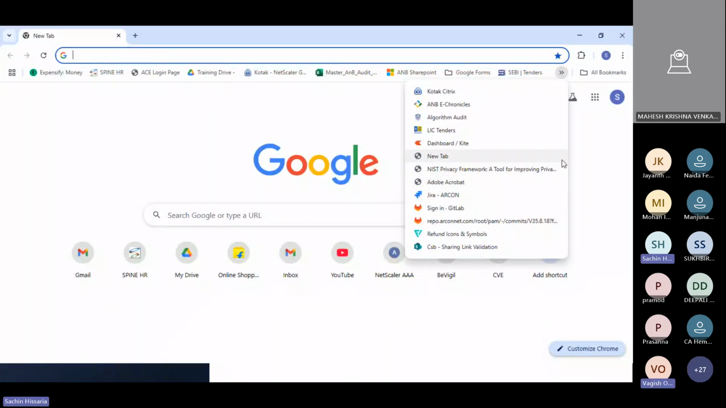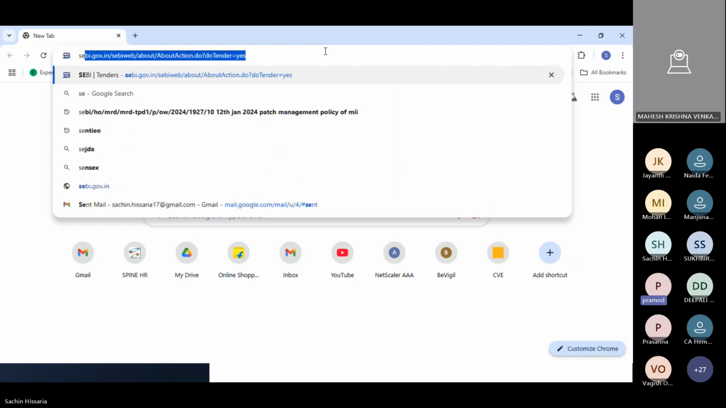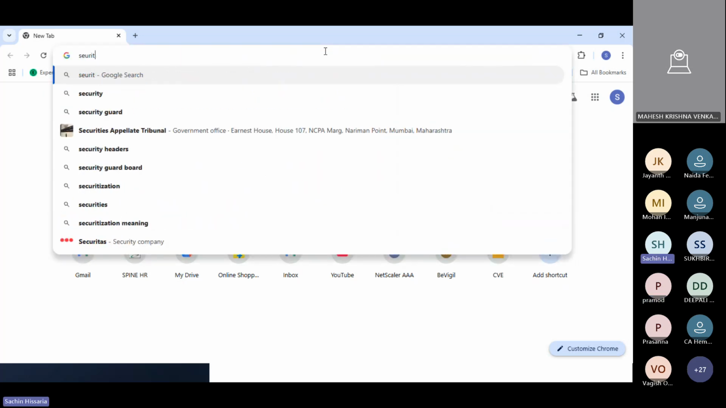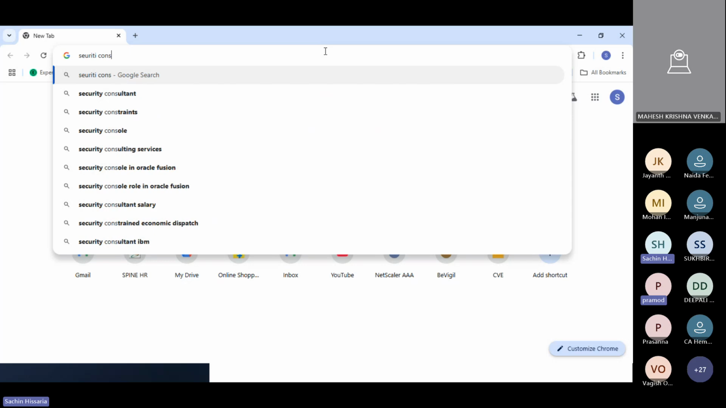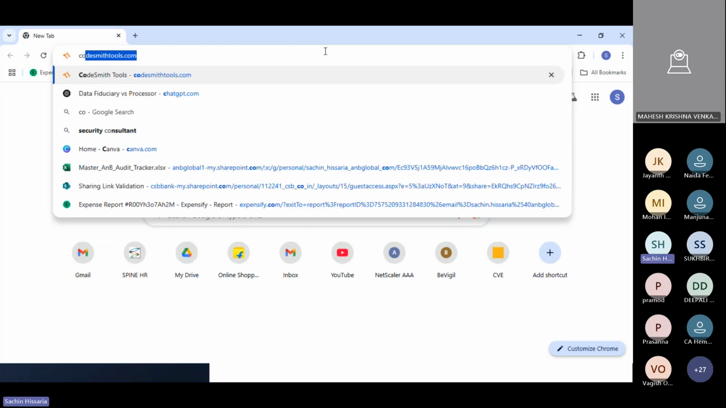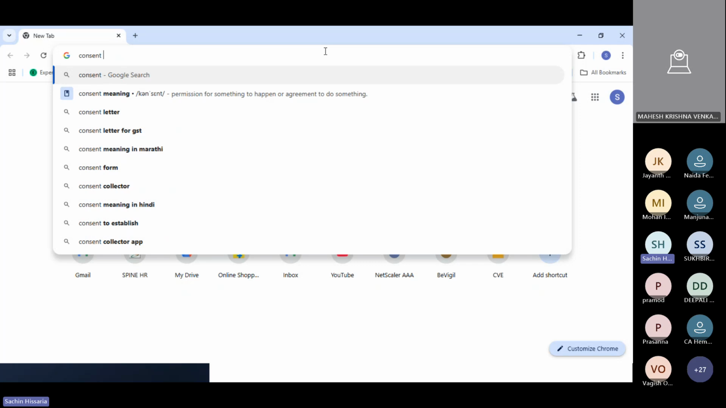OneTrust? OneTrust. Okay, what about others? There is a new tool named Security which is also giving the functionality. No, not a consent management tool. It is basically an AI-based tool, security.ai. Okay. So there is one tool, guys.